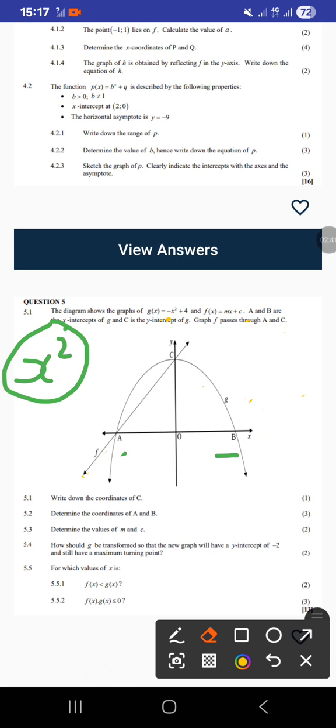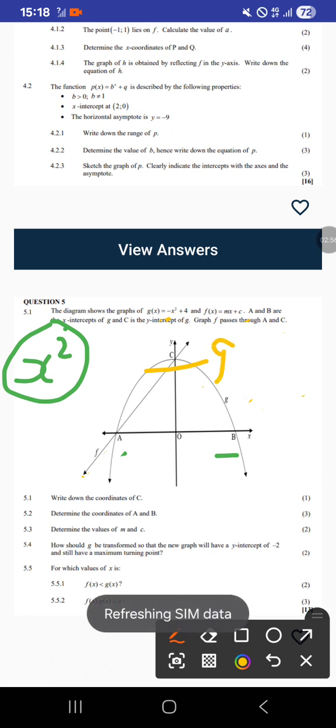So let's do 5.1. Write down the coordinates of c. So for the coordinates of c, we ask ourselves what's happening at c. So c is cutting the y-axis. Because it cuts the y-axis, that means we have a y-intercept. And it's also a point of intersection, so we can also conclude that the graph of g of x is also equal to the graph of f of x, right? These two graphs are equal at point c.